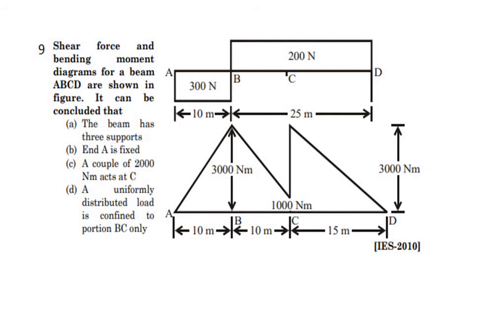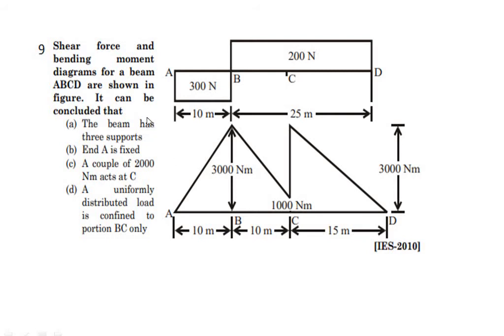Let's have a look at this. Shear force and bending moment diagrams for a beam ABCD are shown in figure. It can be concluded that, so this is a shear force diagram and this is the bending moment diagram. The beam has 3 supports. Can we conclude on that? Let's have a look.